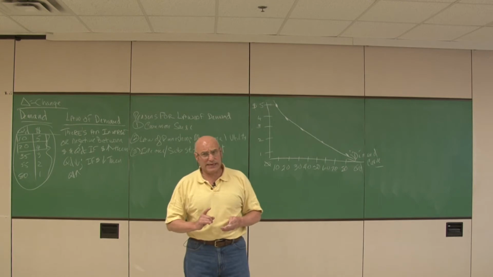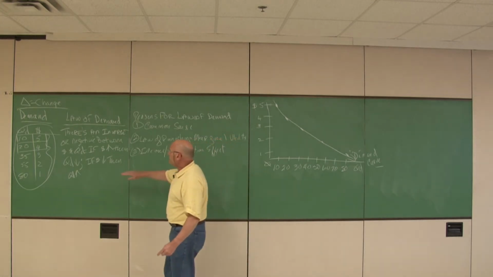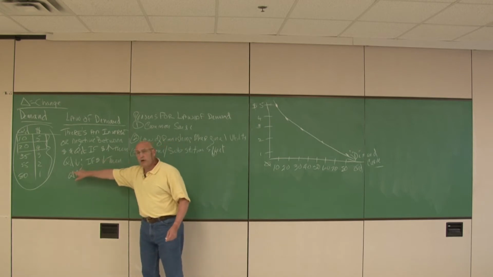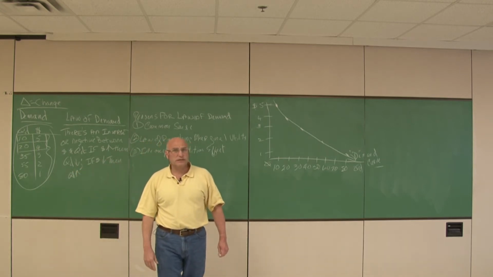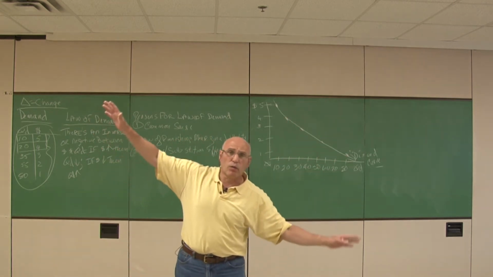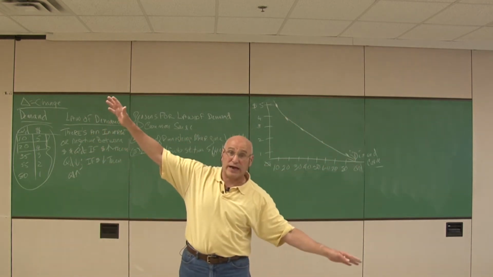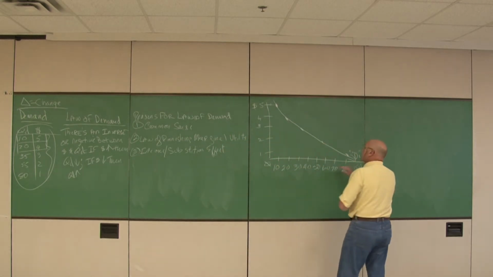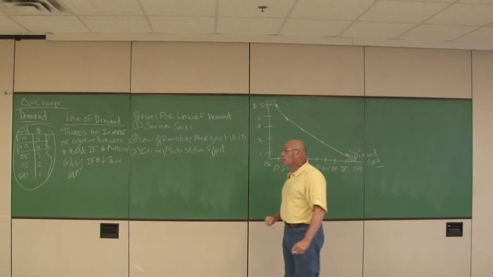In other words, what happens is that if the price of a product goes up, my quantity demanded will go down. If the price of the product goes down, my quantity demanded will go up. They work kind of in a seesaw fashion, all right? And this is the law of demand. This is the reason for the downward sloping curve.